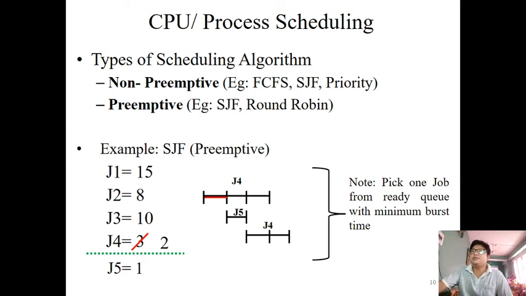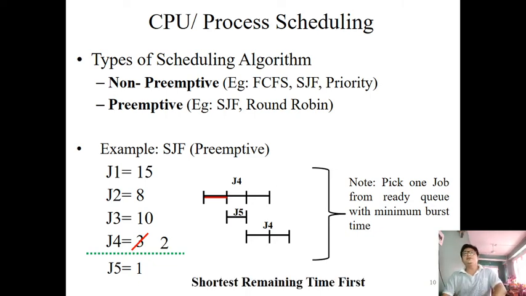I repeat, SJF preemptive is also known as the shortest remaining time first scheduling algorithm, because whenever J5 completed, we again gave the CPU to J4, as the remaining time for J4 to complete was 2 and was minimum among the list of jobs. So shortest remaining time first is another name for the preemptive version of shortest job first, right? So this is all about SJF preemptive. The proper example I have not done; you can do it based on our previous discussion.